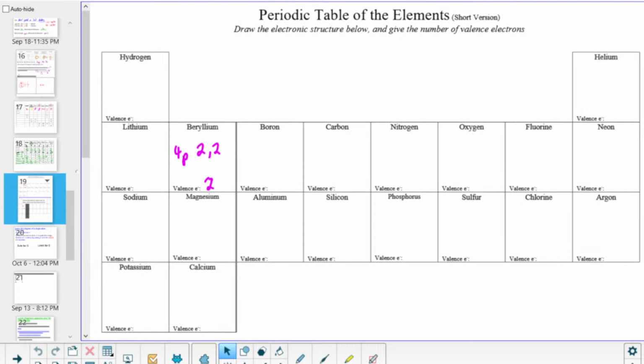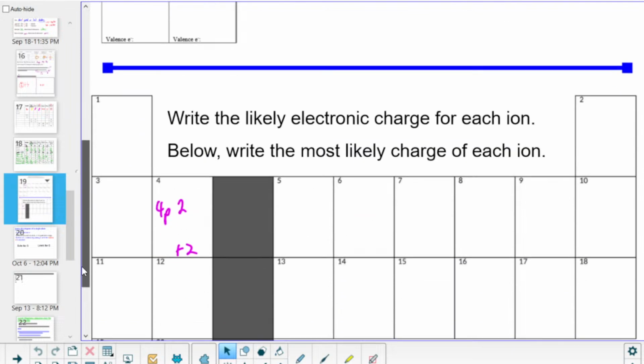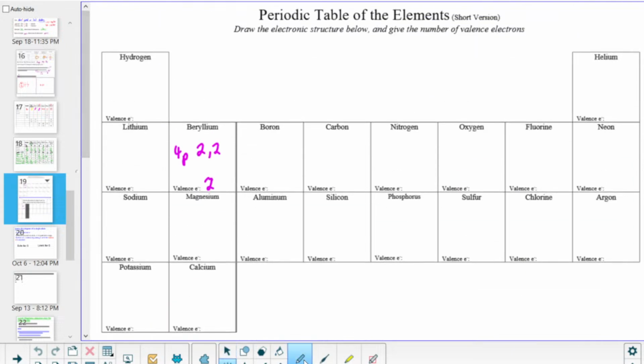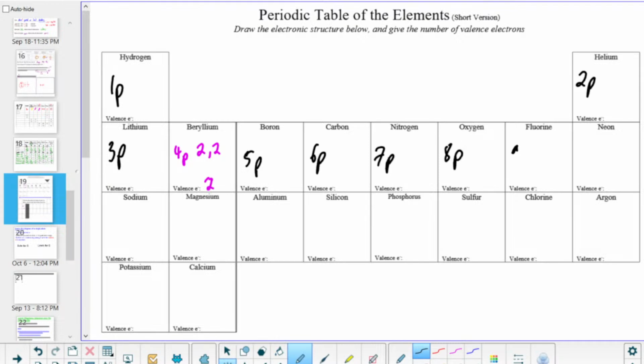Okay. So last day we were looking at the number of valence electrons and then looking at the most likely electronic charge. Having this done, as you may notice from your periodic table, things tend to go up in a fairly periodic fashion. 1, 2, 3, 4, 5, 6, 7, 8, 9, 10. I will stop counting out loud because I feel like I'm in kindergarten.